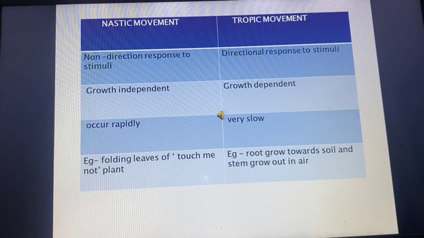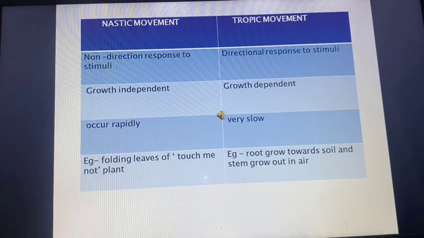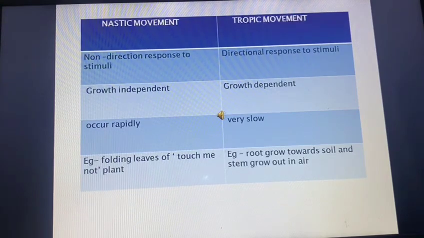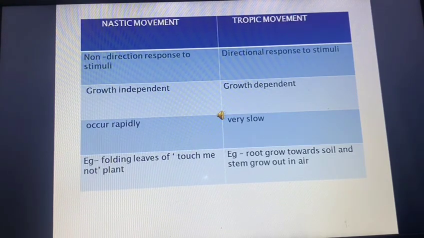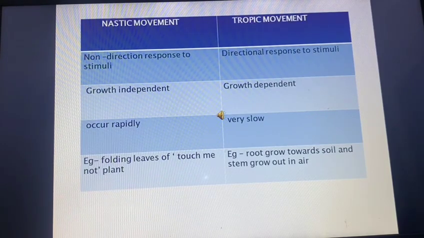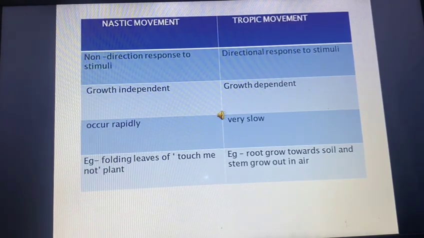Tropic movements are directional response to stimuli. Response is directed by a stimuli, and growth is involved in this type of movement. Means tropic movements are growth dependent and they are very slow. Example of tropic movements are root grow toward the soil and stem grow out in the air.